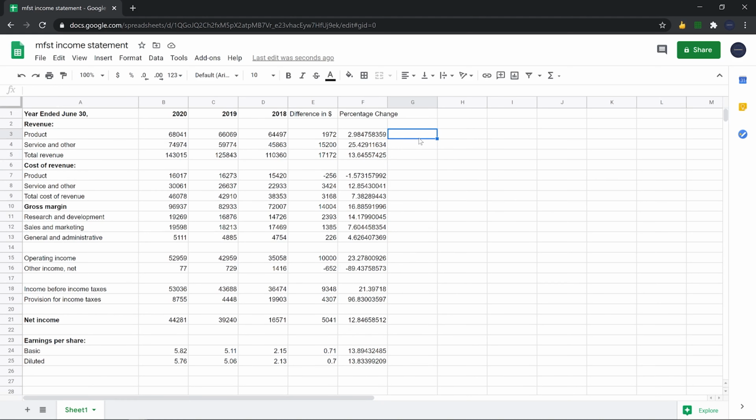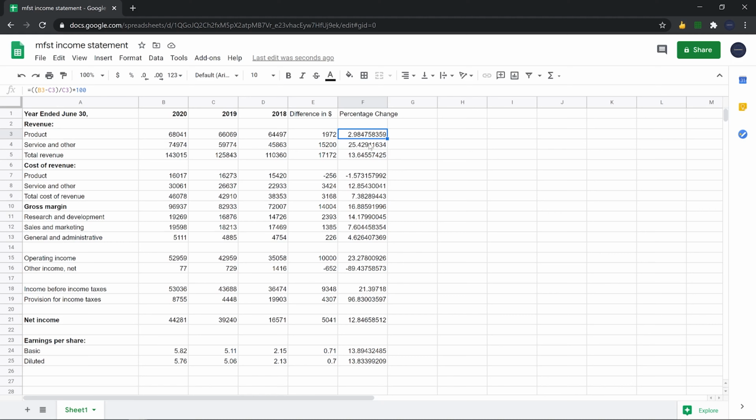I'm gonna clear these out. All right, so there we go. We have all the values that are needed to perform this horizontal analysis. So to start off, let's start off with the revenue. So in revenue, we have product. Product actually increased by 2.98% from 2019 to 2020.